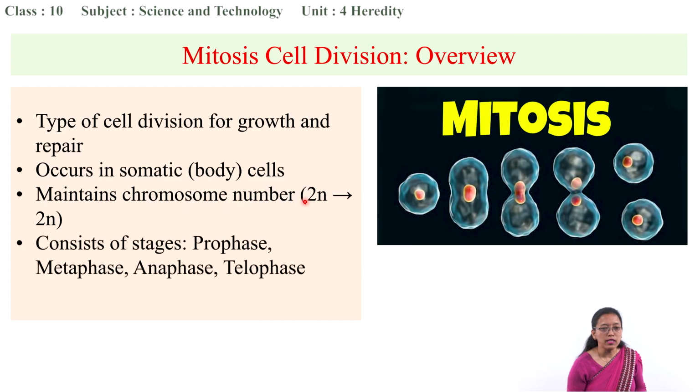Okay. Next, it consists of different stages. Mainly this mitosis takes place in 4 stages. Those are prophase, metaphase, anaphase and telophase. That means the mitosis process is completed in 4 phases: prophase, where the cell starts to divide; metaphase, where the chromosomes are separated; anaphase, where chromosomes reach the poles; and in telophase the nucleus actually divides. In this way, these 4 stages take place in mitosis.